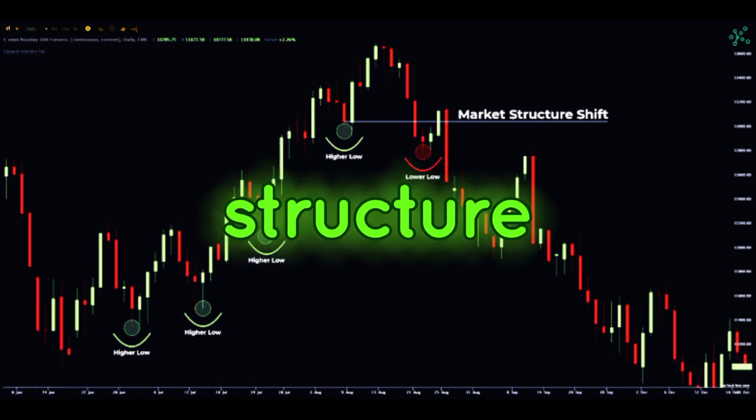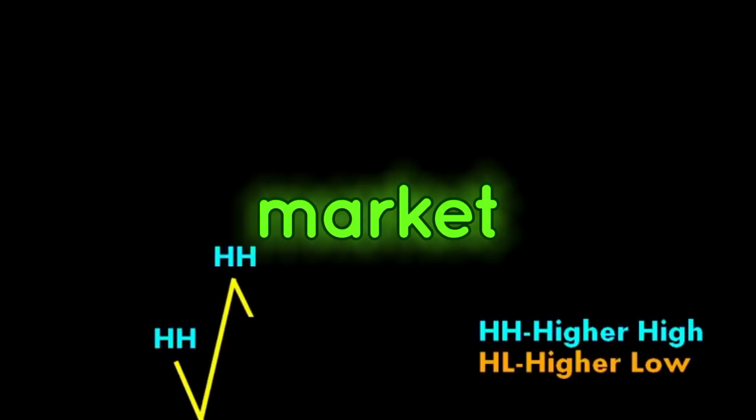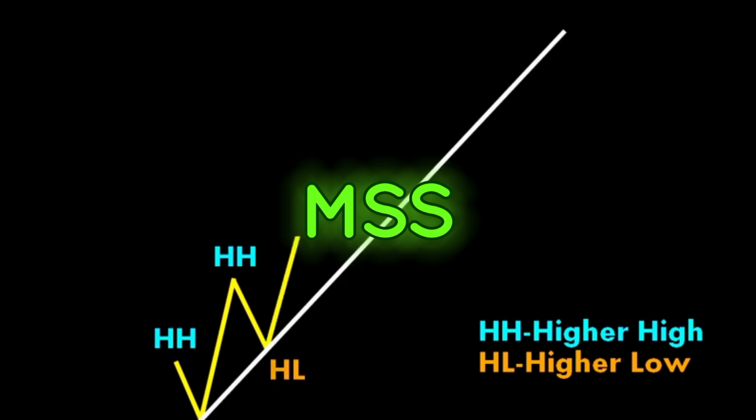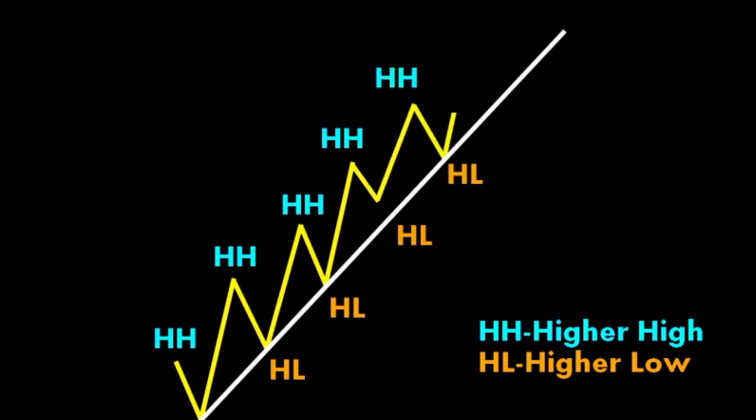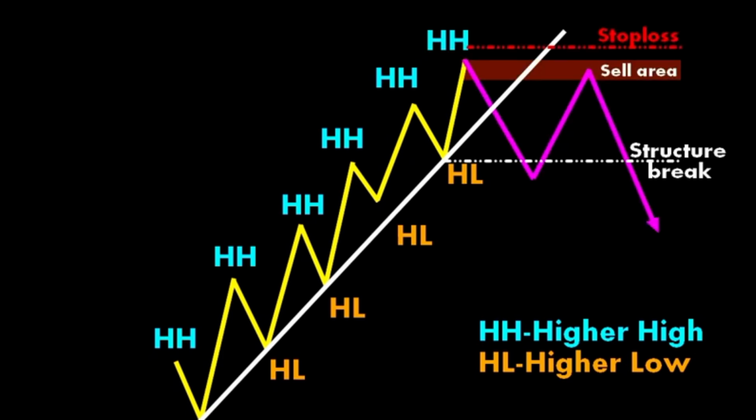What is a market structure shift? A market structure shift, MSS, indicates a potential reversal in market trends, marked initially by a lower high in an uptrend or a higher low in a downtrend, followed by a displacement, a significant and rapid price movement that decisively breaks through a key market level. With that understanding, let me now break down that strategy because I know you will all understand.